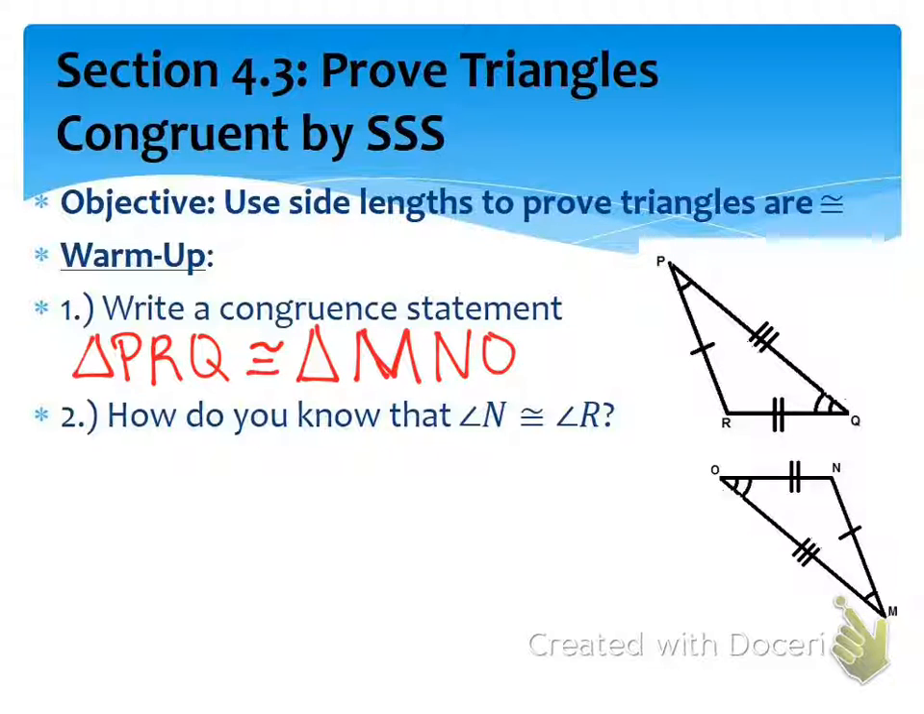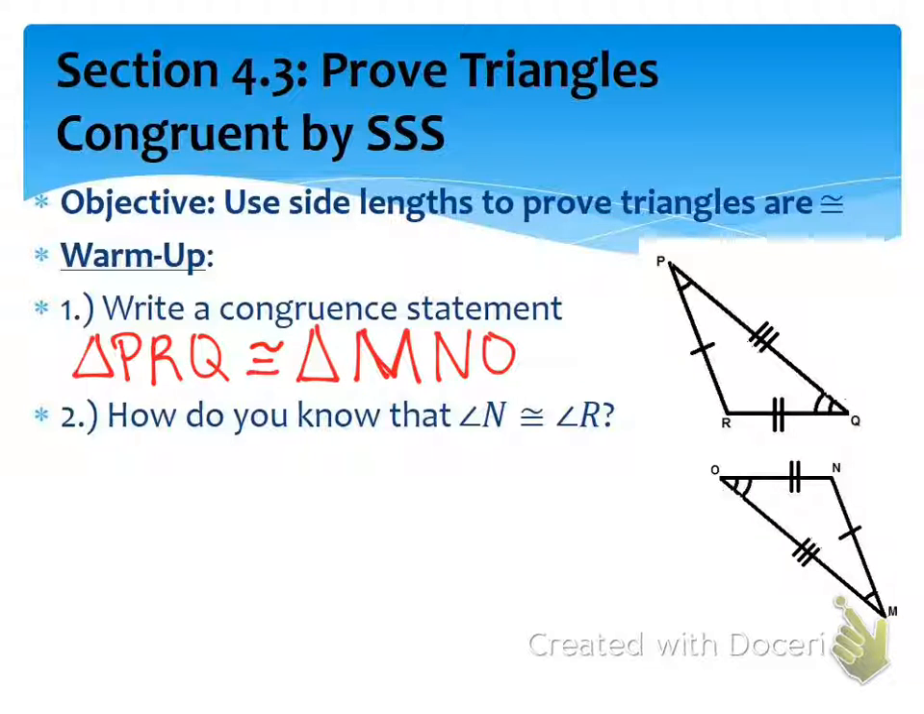Questions about it? Okay, how do you know that angle N is congruent to angle R? Ari? N and R are blank. That angle and that angle don't have anything in them. Taylor?